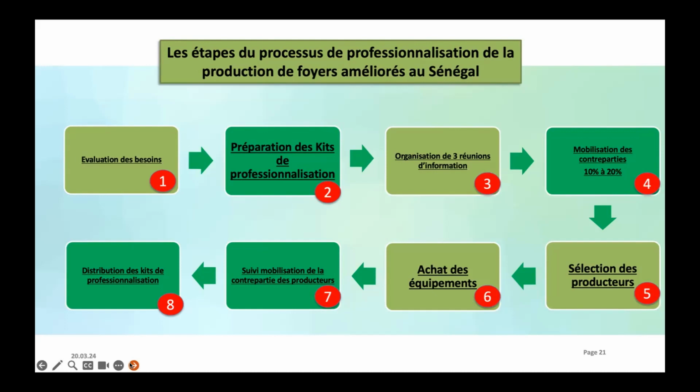We discussed the benefits and the value of the intervention for the producers. Those who were interested had to submit an expression of interest. They had to choose several artisans of the coalition who are interested in professionalizing their activity, and they were interested in the investment package.